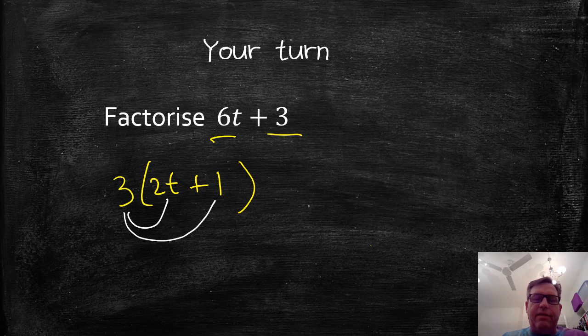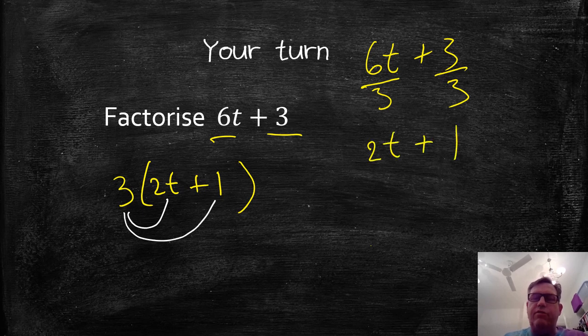Another way of thinking about this is if 3 is your highest common factor, you're dividing 3 out of each of those terms. So we have 6t plus 3. If 3 is my highest common factor, I'm dividing this by 3 and dividing that by 3 because my 3 is going out in front. So 6t divided by 3 is 2t, 3 divided by 3 is 1, and what I've done is I brought my 3 out in front.